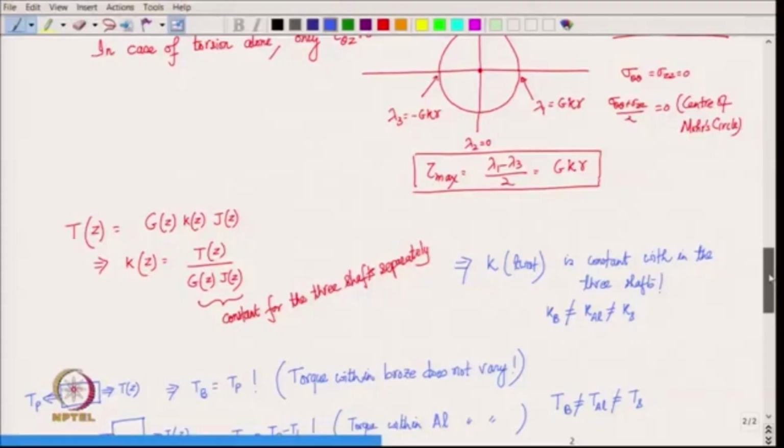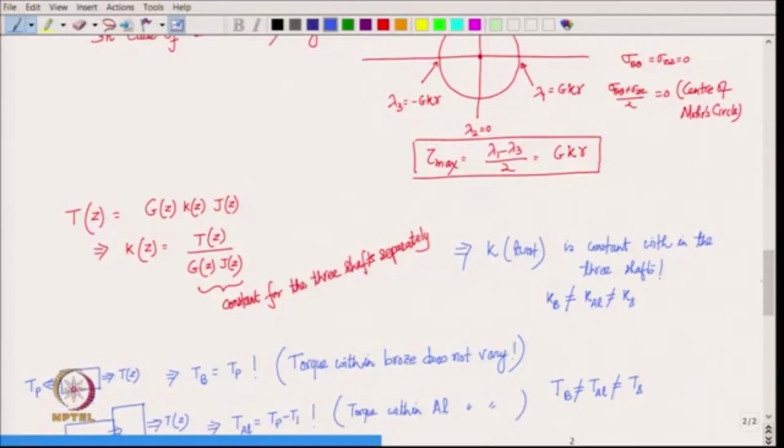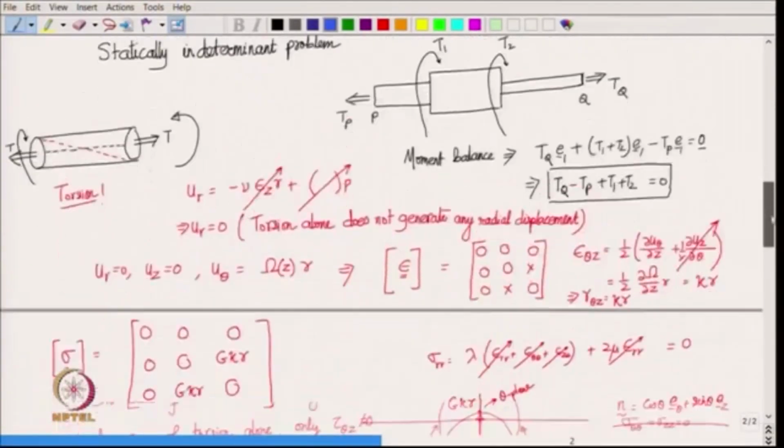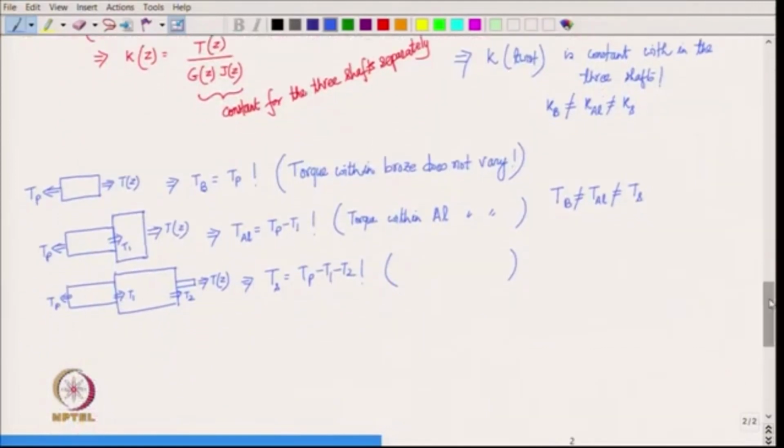If you want to get the maximum shear, we know it is equal to G times K times R. So, we still have to get K, the kappa twist. So, we have a single unknown here. We have written down the torque in terms of the reactions for each of bronze, aluminum and steel. So, it is written in terms of the single unknown T p. So, what equation do we use now so that we can obtain T p?